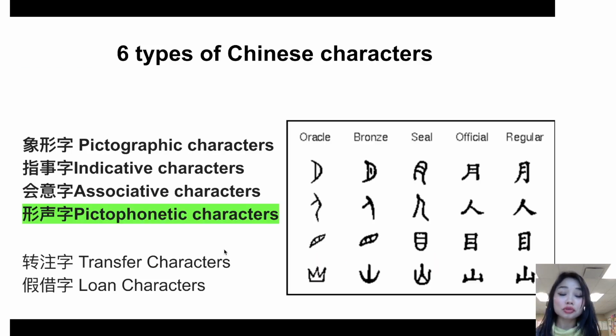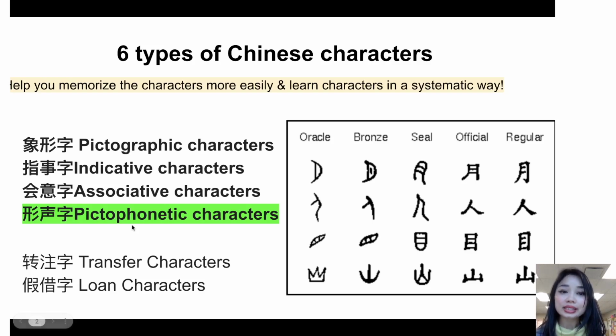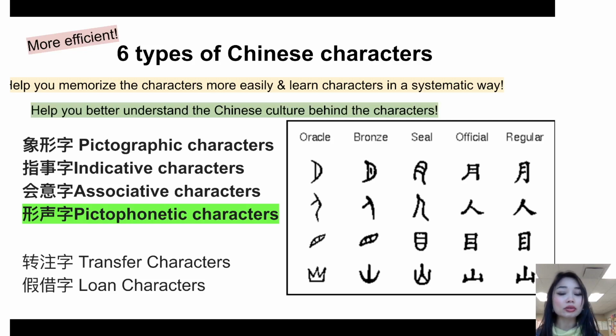Before we start, do you know there are 6 types of Chinese characters? So we have pictographic Chinese characters. We also have indicative Chinese characters, associative Chinese characters, and 形声字, pictophonetic Chinese characters. So why do we need to know the 6 types of them? Because this is going to help you memorize the characters more easily and learn characters in a systematic way. It's going to make your study a lot more efficient. Last but not least, it helps you better understand Chinese culture behind the characters and how the characters were created.